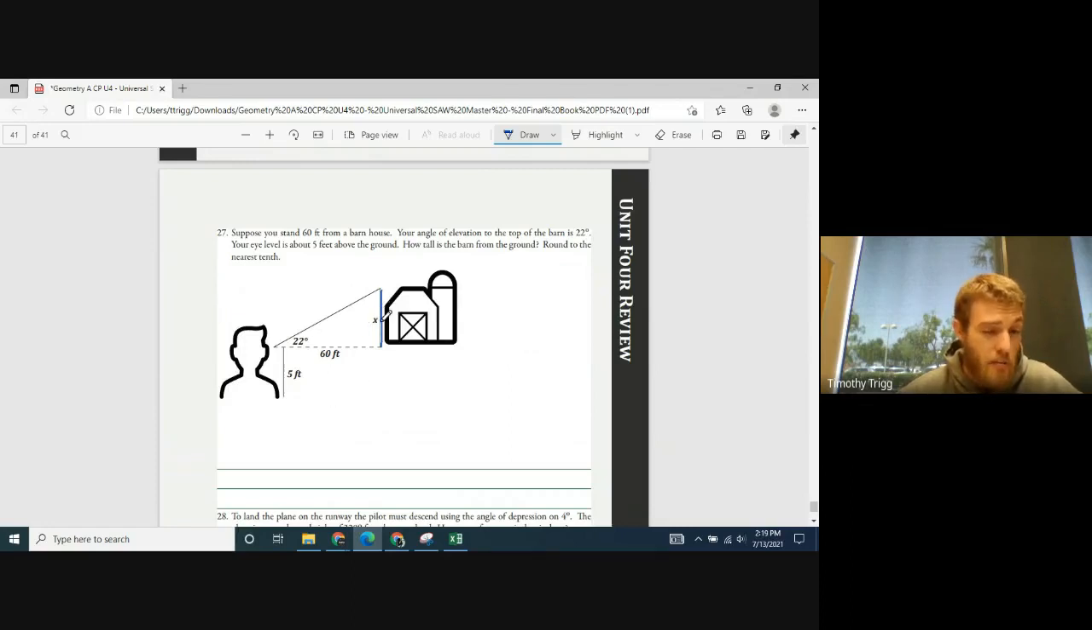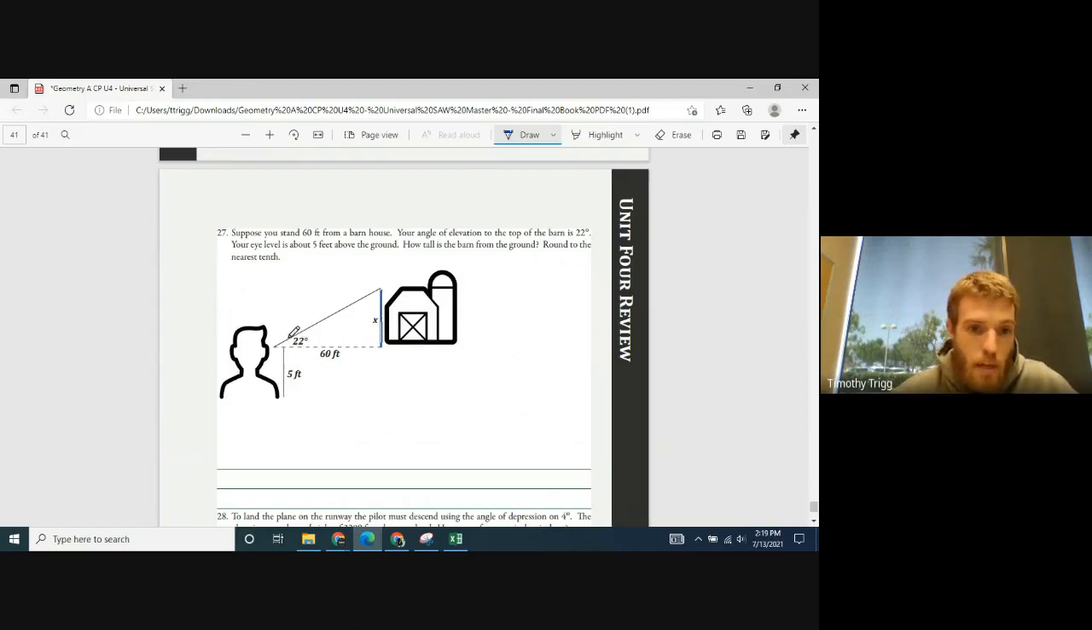So we want to find X first. Then whatever we find X to be, we're going to add an extra 5 feet, because the man who's looking at the barn is already looking from a perspective of 5 feet tall. So we're going to add an extra 5 feet to X to find the height of the barn. But first, let's just find X.